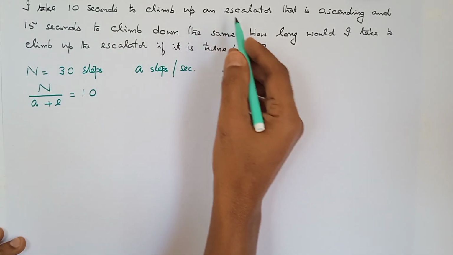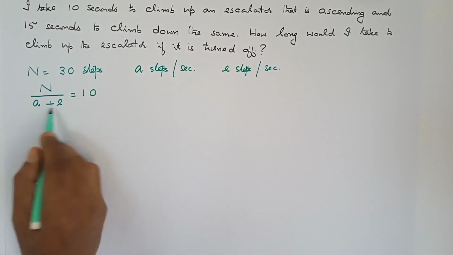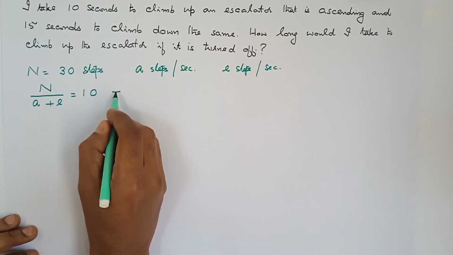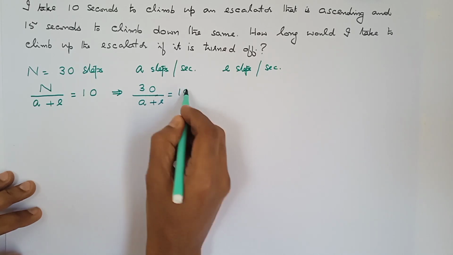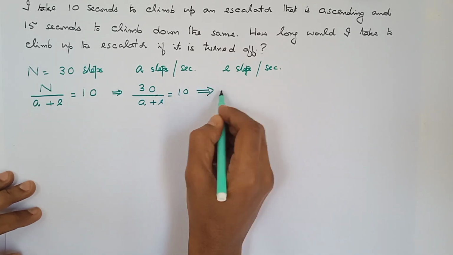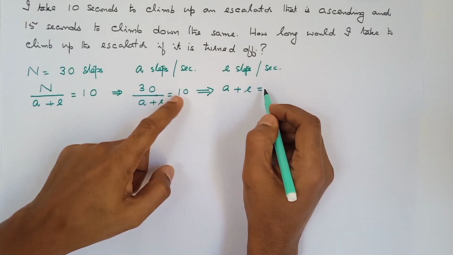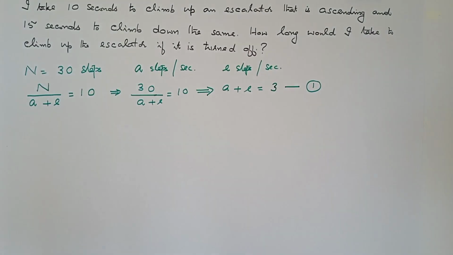See, I'm climbing up an escalator that's moving, which means both are in the same direction. So A plus E will be the total speed. Now let's substitute N as 30 here. 30 by A plus E equal to 10. On cross multiplication, you will get A plus E equal to 30 by 10, which is 3. So we got one equation in A and E.